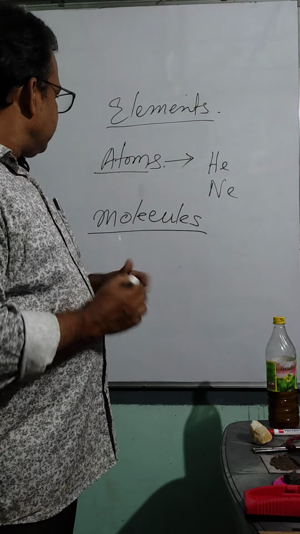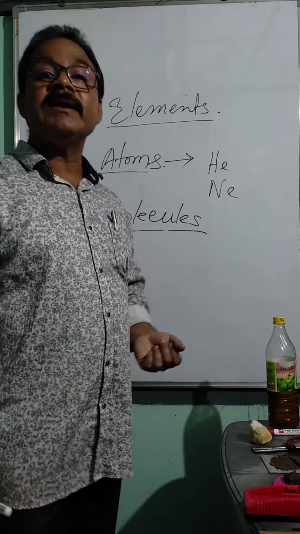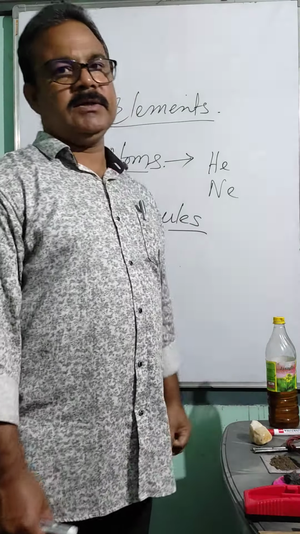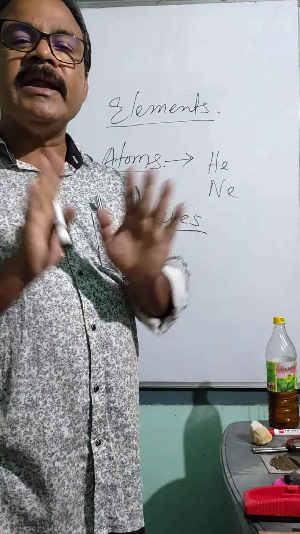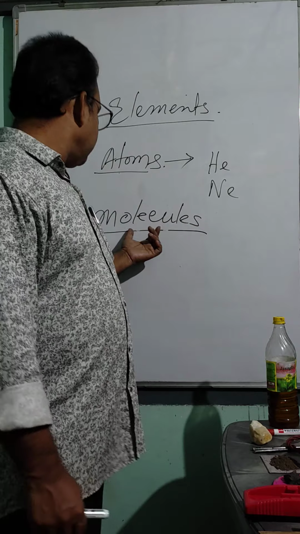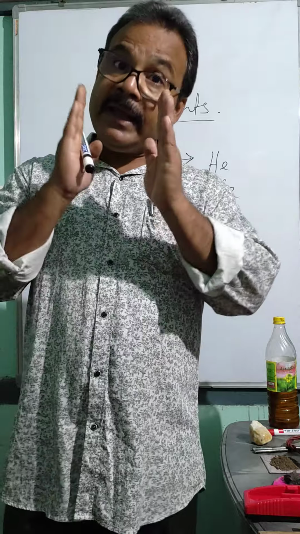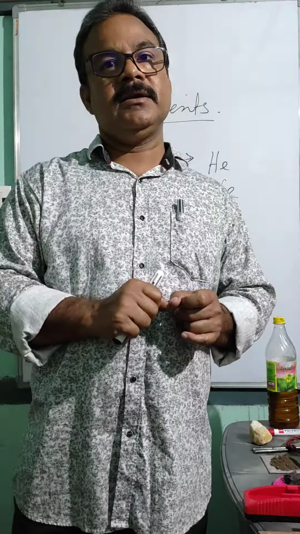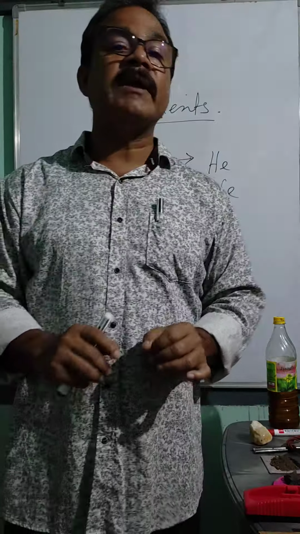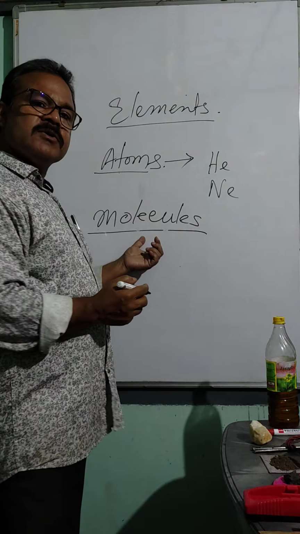Molecules are the smallest particles which have independent existence. Clear? And molecules are formed by the combination of atoms of the same element or atoms of different elements with the help of chemical bonds. How are molecules formed?